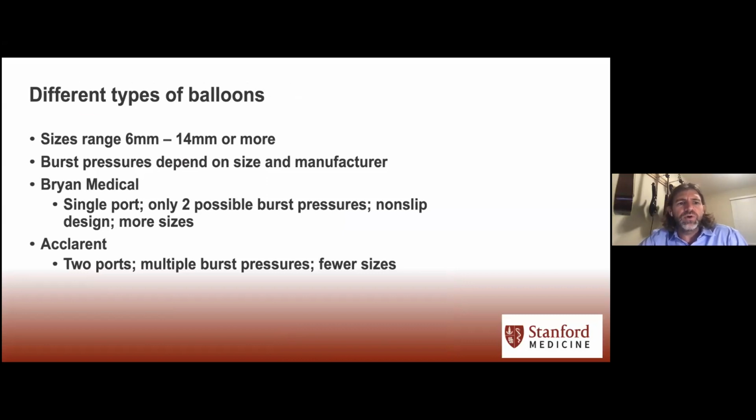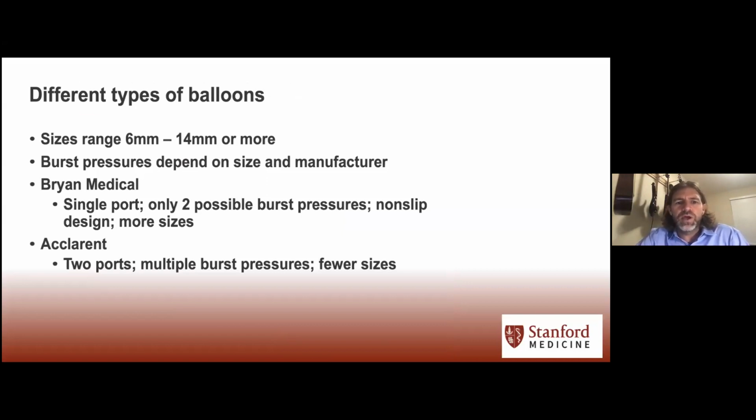The ranges now, we have 5mm balloons, which I actually use quite frequently in the kids who are 2 kilos or a couple days old, and they can get quite large. These 14mm balloons can be used for larger children. The burst pressure actually depends on the size of the balloon and the manufacturer. Typically, when you get to these 10, 12, 14mm balloons, your atmospheres required for burst pressure are lower.